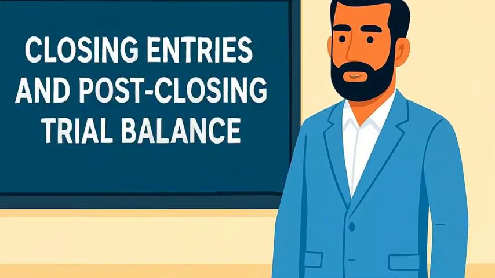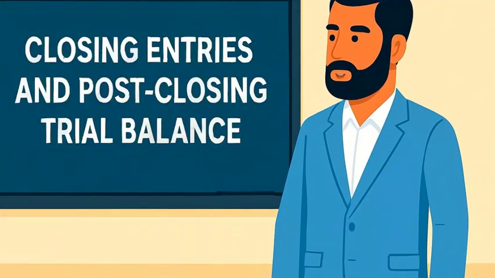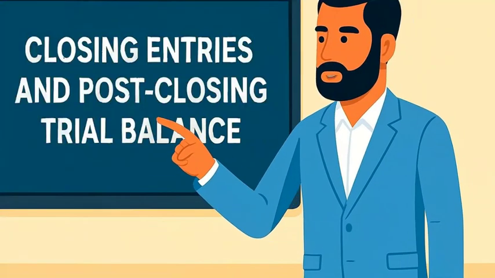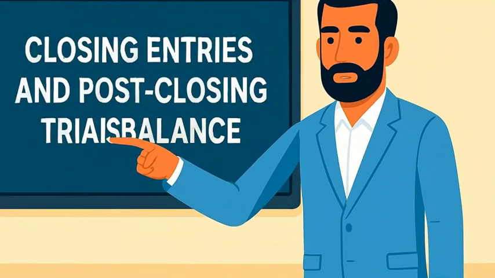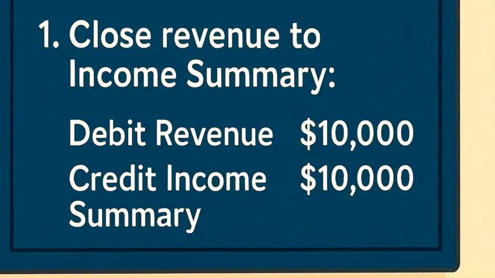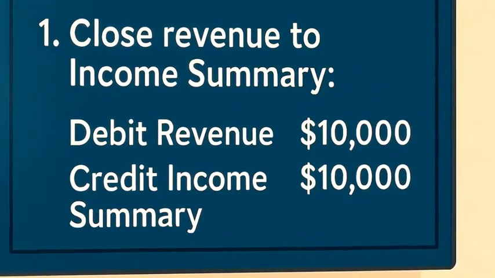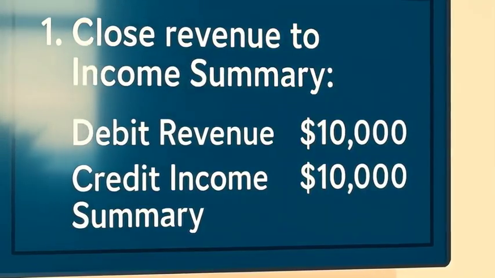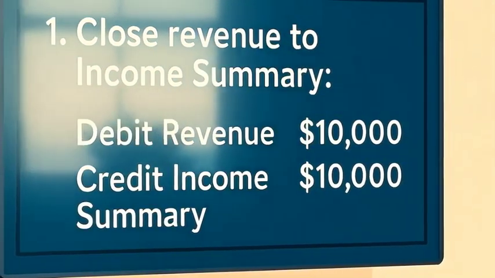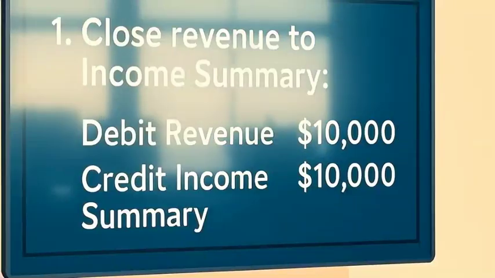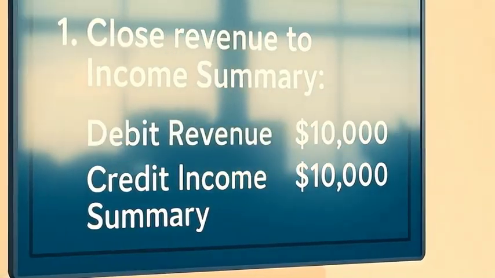At the end of the year, temporary accounts, like revenues and expenses, must be reset to 0 for the new period. We do this with closing entries. Example: 1. Close revenue to income summary. Debit revenue $10,000. Credit income summary $10,000.